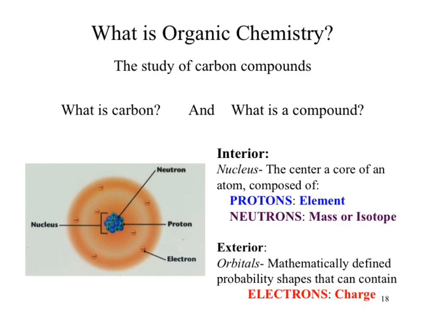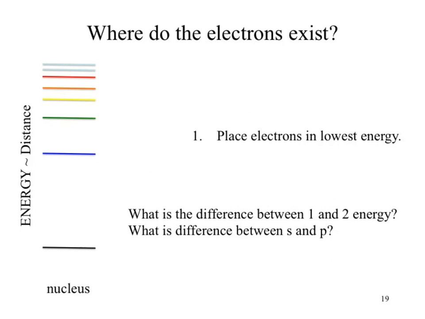Because what we're caring about in organic chemistry is bringing two atoms, typically carbon and some other atom, near each other and seeing what happens when they get near each other. What's the first thing that's going to interact between those two atoms? The electrons. Okay. So what we need to know is something about where the electrons exist.